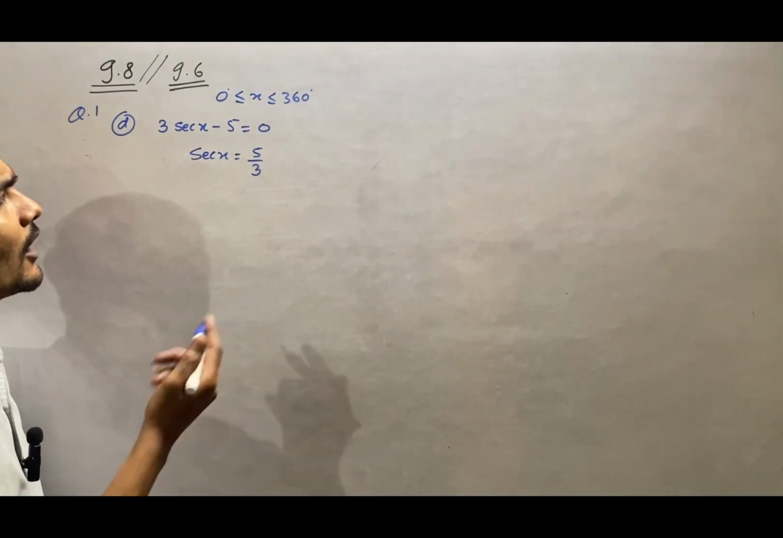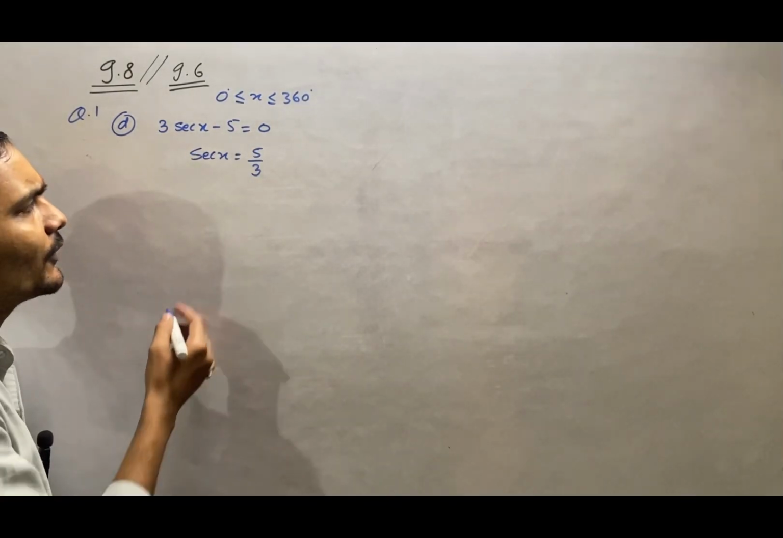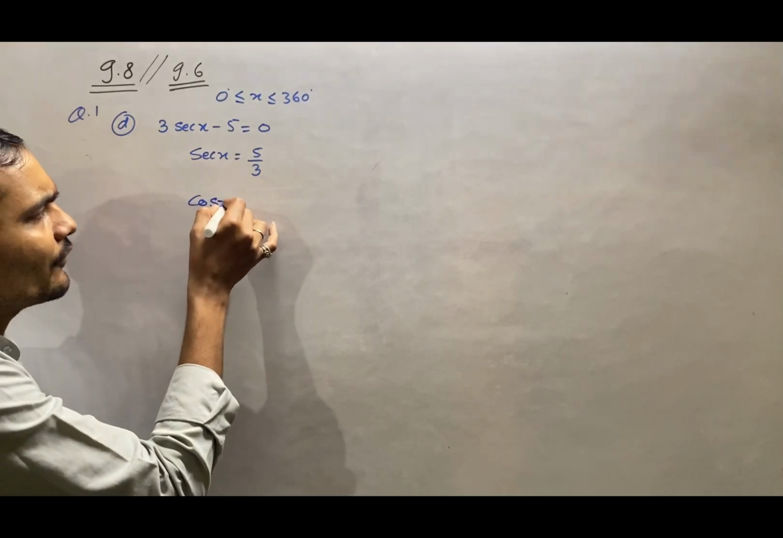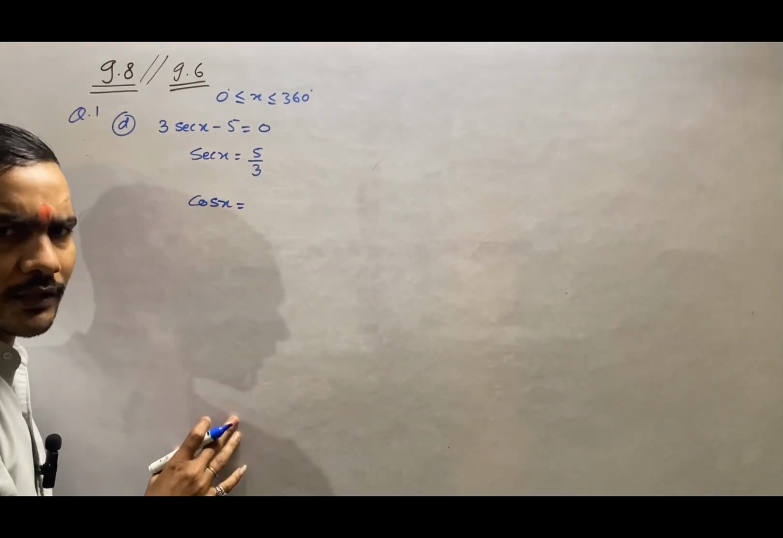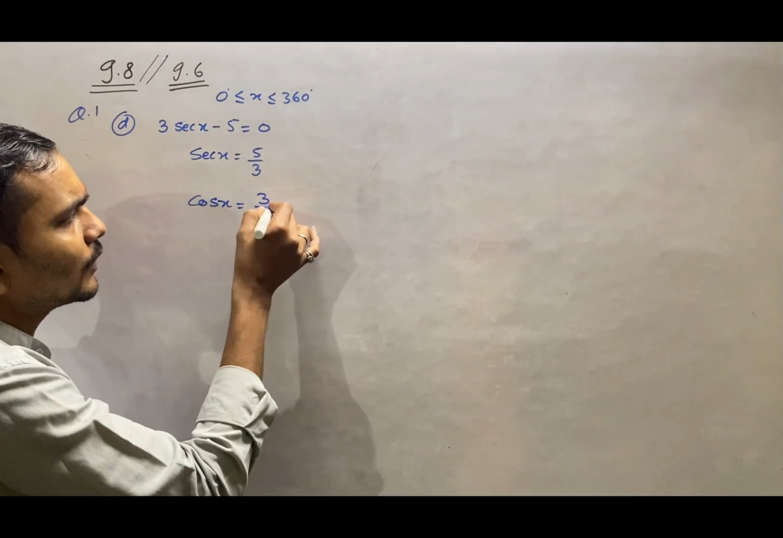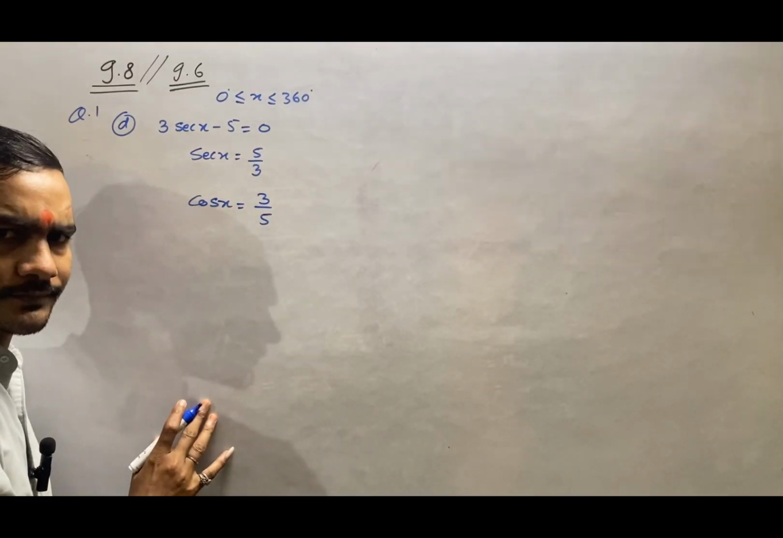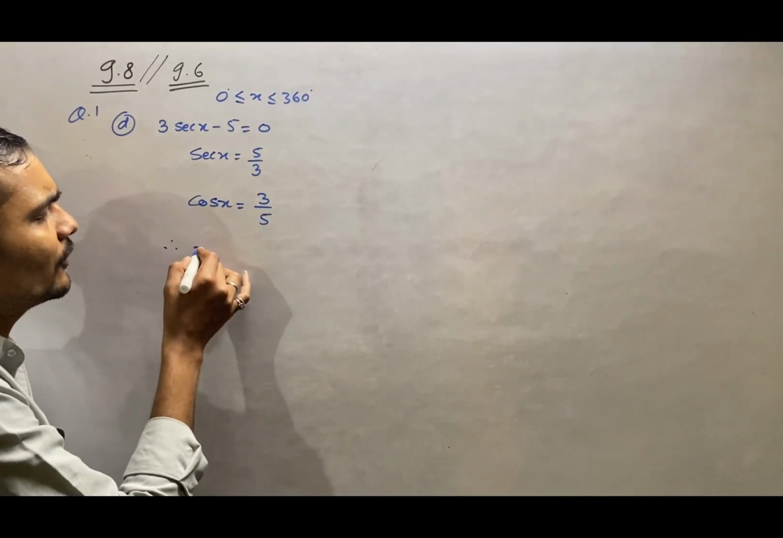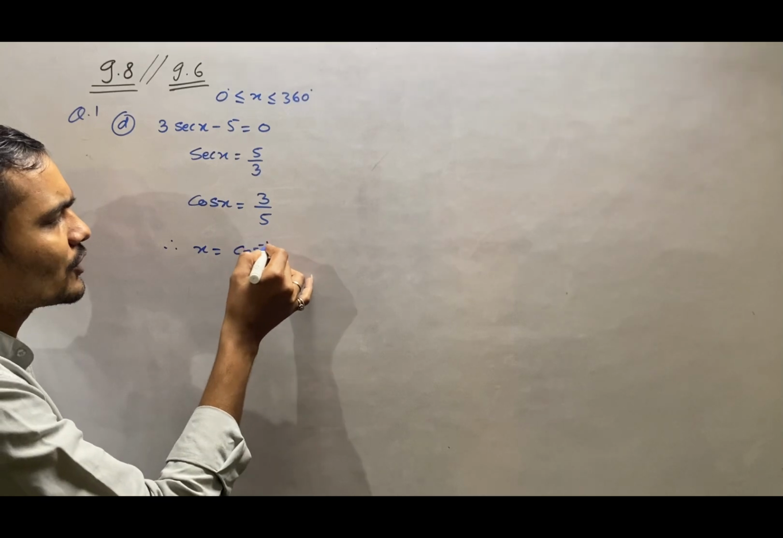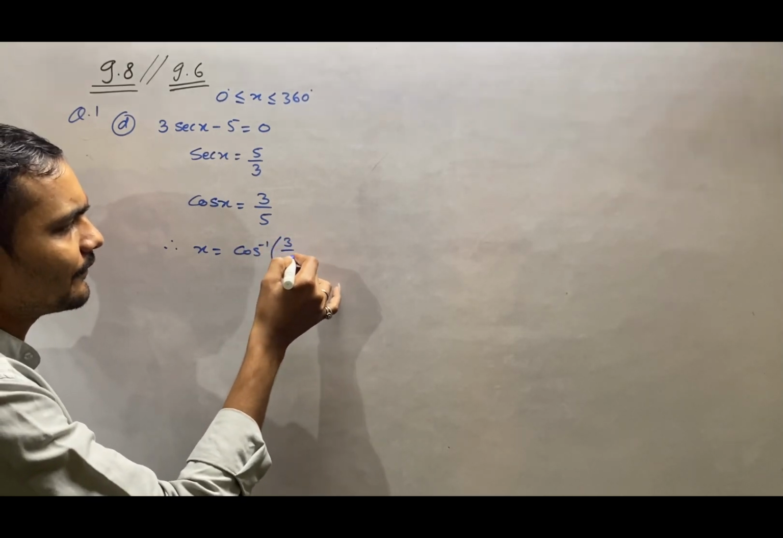Now the reciprocal of sec, we already know, is cos of x. So we will just take the reciprocal of this value as well: 3 over 5. So the value of x is cos inverse 3 over 5.